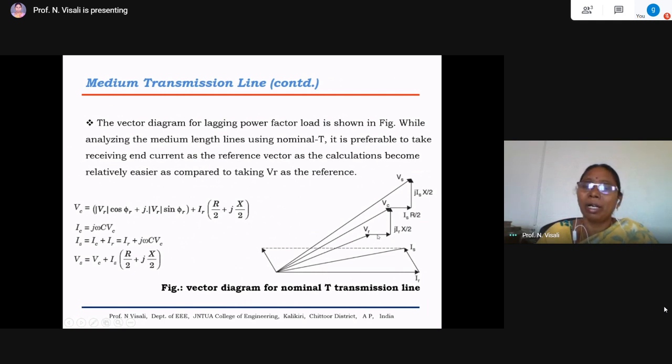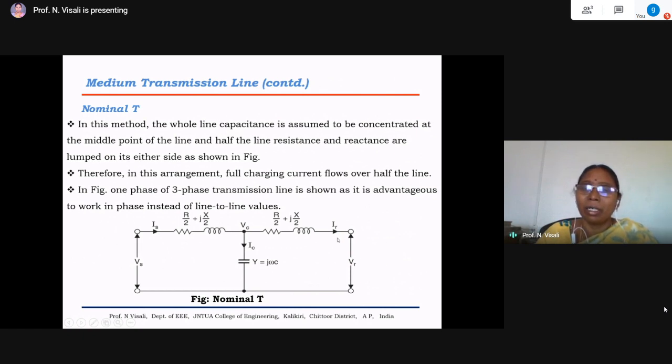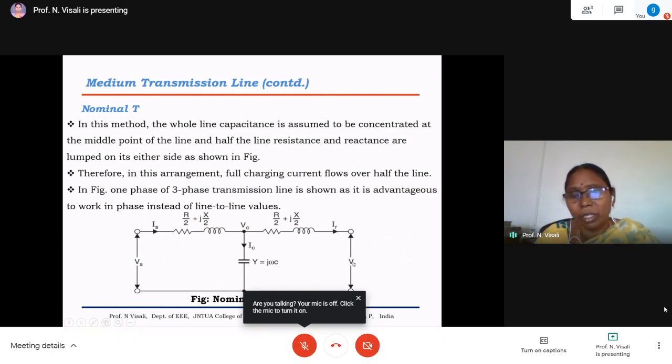So IR R by 2 is in phase, and IR X by 2 is perpendicular to it, so directly they will be connected. From this diagram, IR is the reference, and VR can be calculated. VR and IR have a phase displacement of phi R. So to VR we can add this drop, and we are going to get the value of VC.